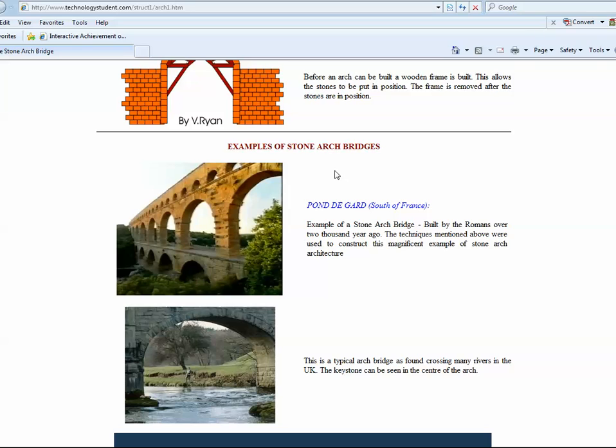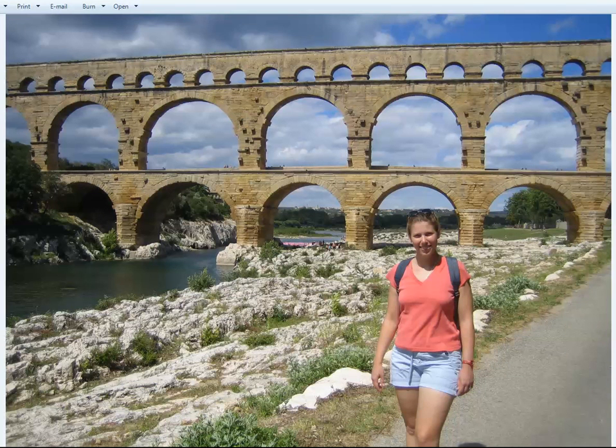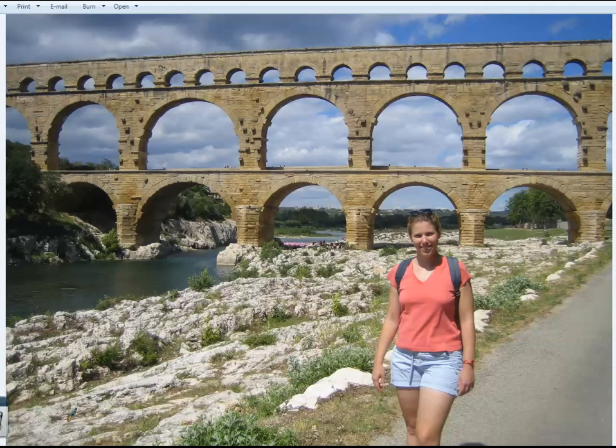Here's some examples of stone arch bridges out in the world, like the Pont de Gare in the south of France, example of a stone arch bridge. In fact, here's me in front of the Pont de Gare. Can you see the keystones in these arch bridges?